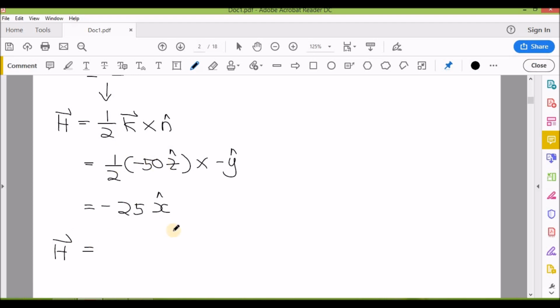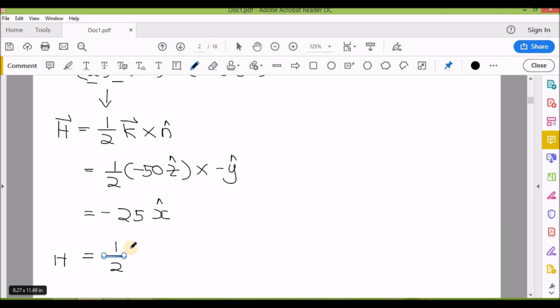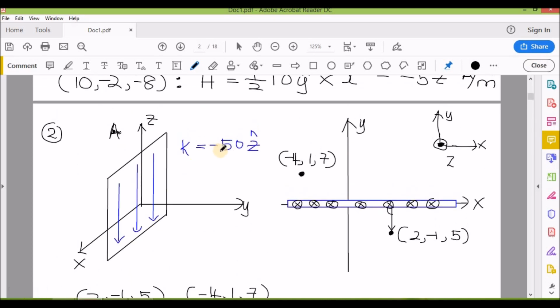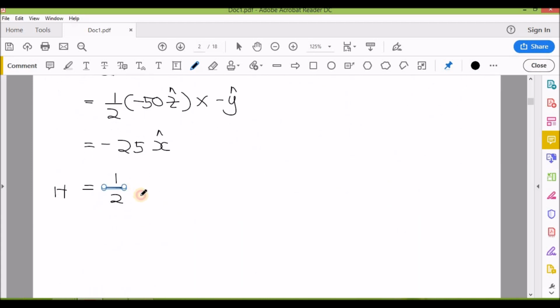Now let's look at the second method to determine the magnetic field. If you remember, let's calculate its magnitude first. The magnitude will be 1/2 multiplied with what? This is negative 50 z, am I right? But you cannot take this negative, you can only take this 50. 50 is the value. Don't insert the negative because the negative belongs to directions. So you will get 25 also.